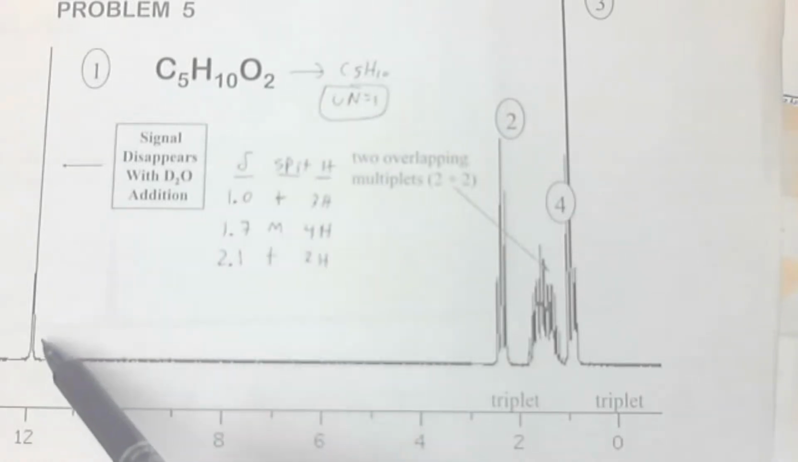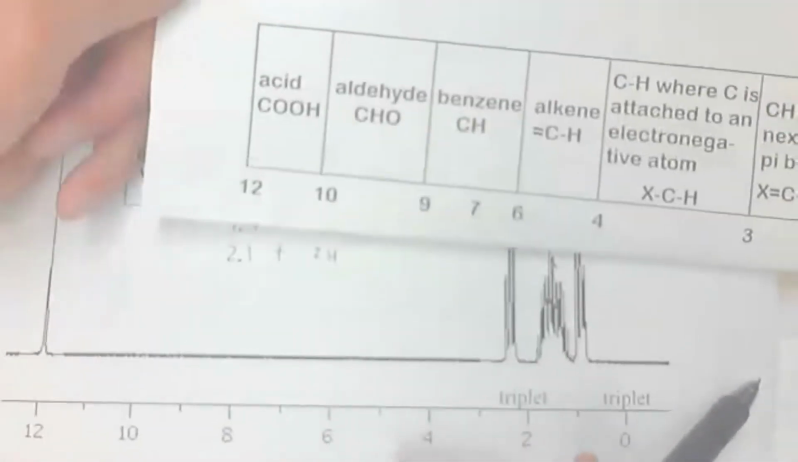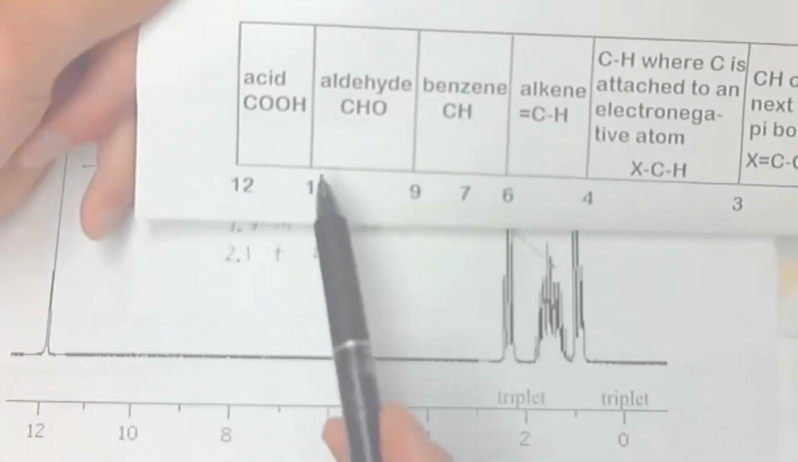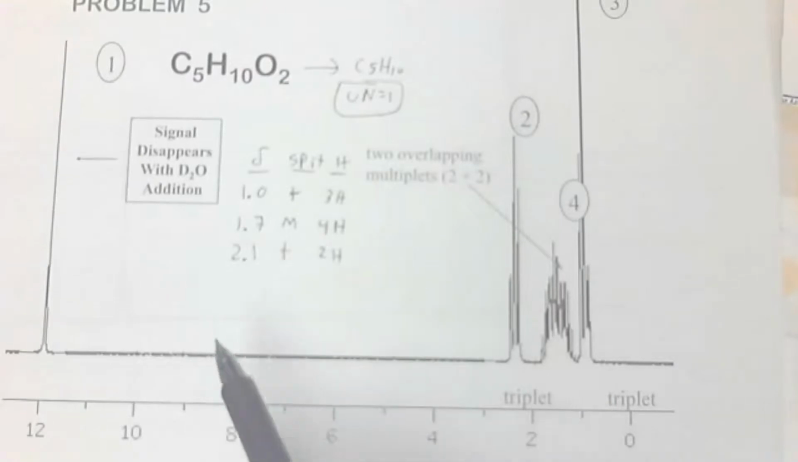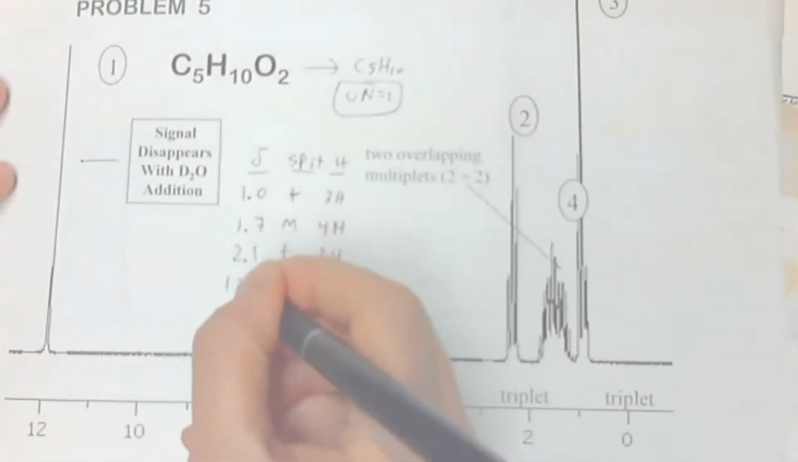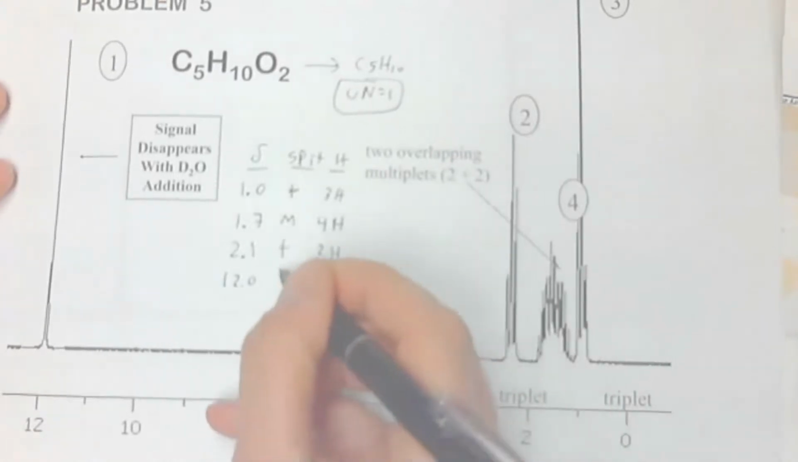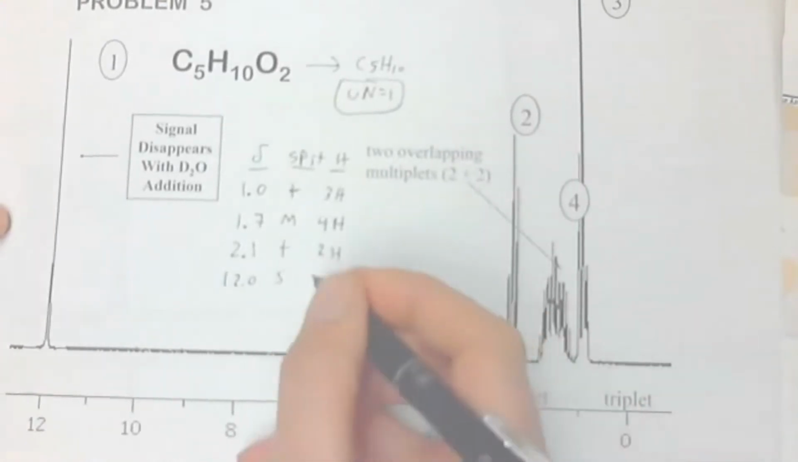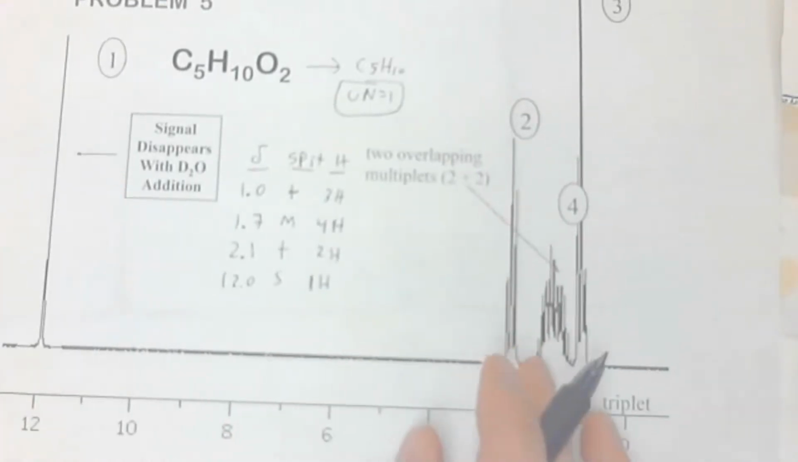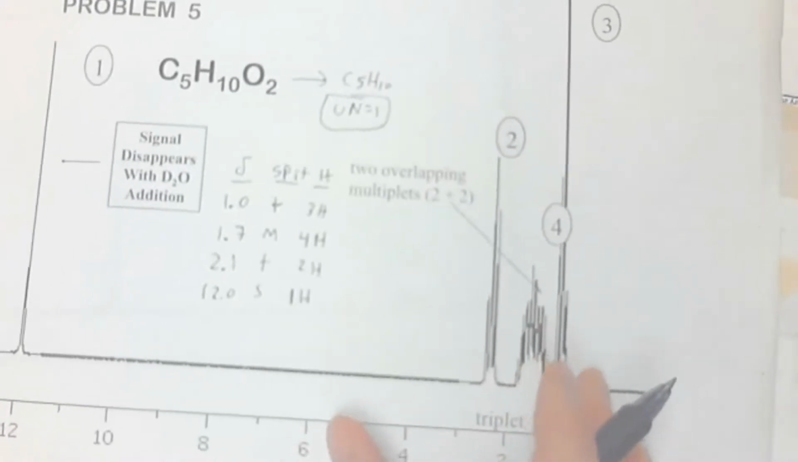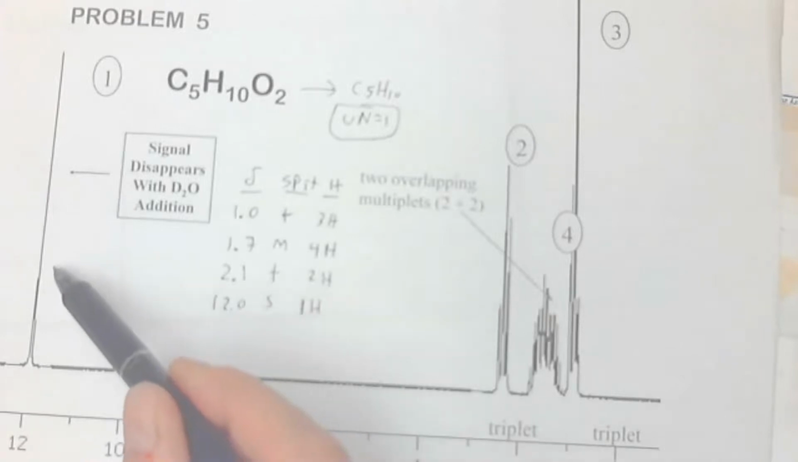UN equals 1, 12. Maybe let's get the chart out. Yeah, somebody said it. Acid, 12, right? So that 12.0 or whatever is a singlet. It does disappear with D2O, it's 1H. It's probably a carboxylic acid, but it can't be an ester, right? Because an ester would not have that.